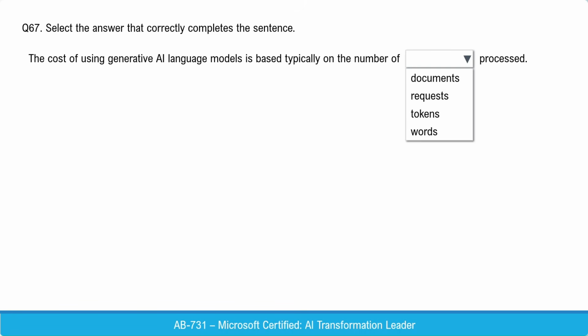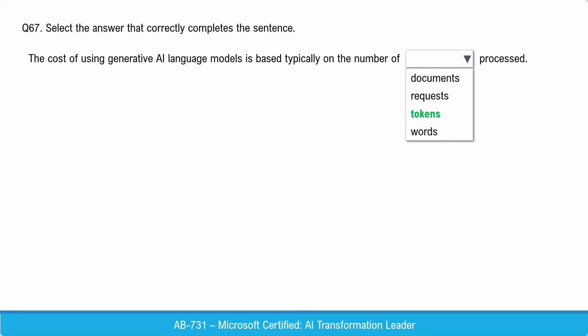Select the answer that correctly completes the sentence. The cost of using generative AI language models is based typically on the number of dash processed. Options are documents, requests, tokens, and words. The correct answer is tokens. Let's understand this properly because it is a very important concept. Generative AI models like Azure OpenAI do not charge based on documents or requests. Instead, they use a unit called tokens.